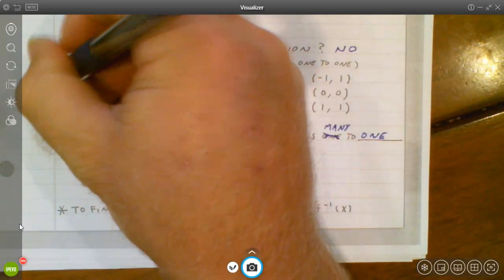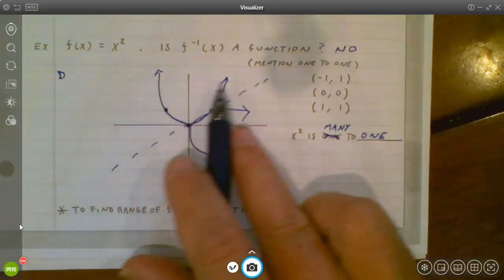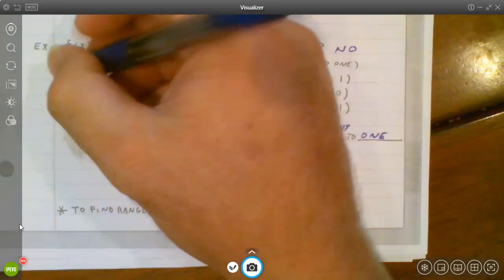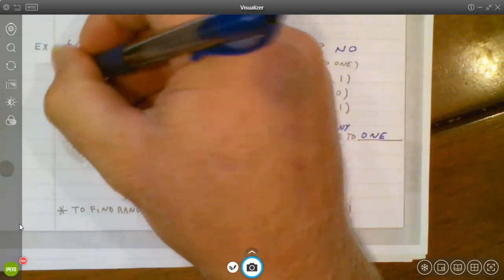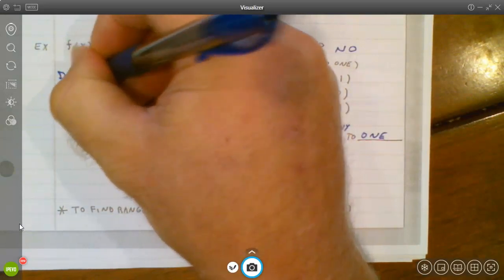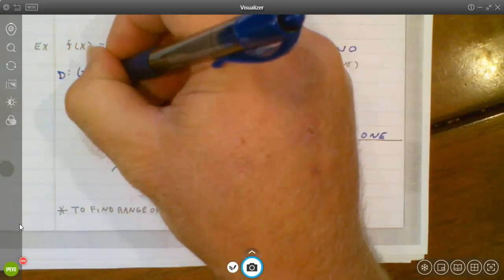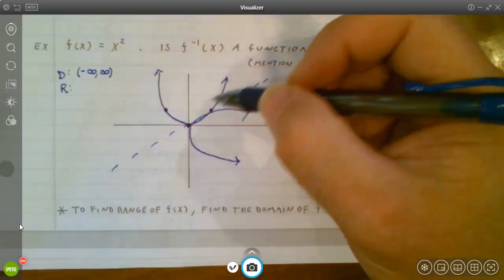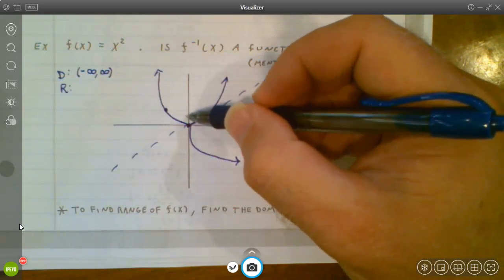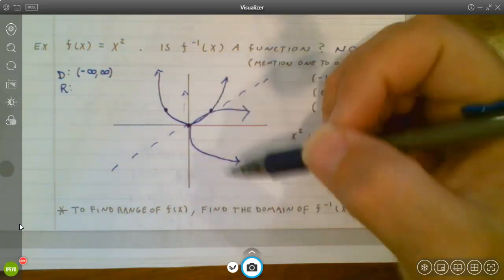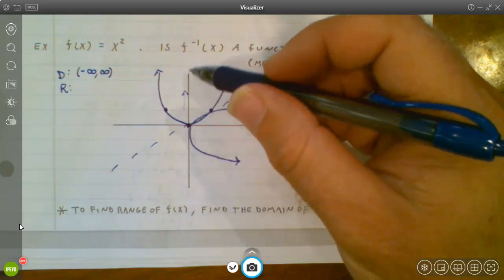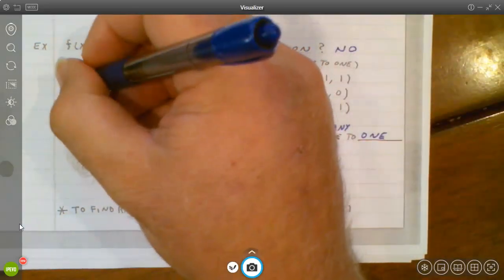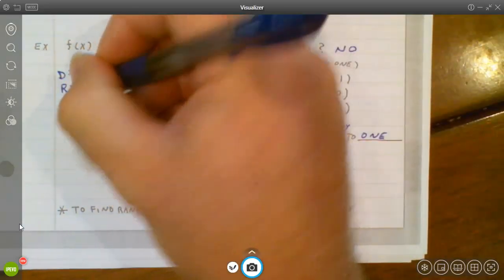Of the original function, we can see that the domain, well, this would go left and right forever, right? So my domain would be from negative infinity to positive infinity. And the range of this is only from 0 and above. It goes up from 0 as far as the y's are concerned. So we would say it goes from 0 to infinity.